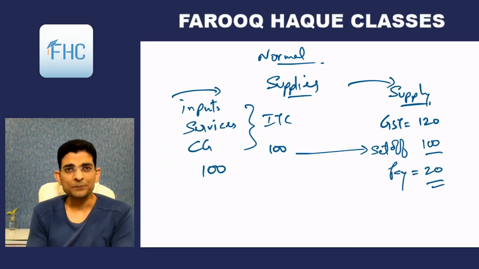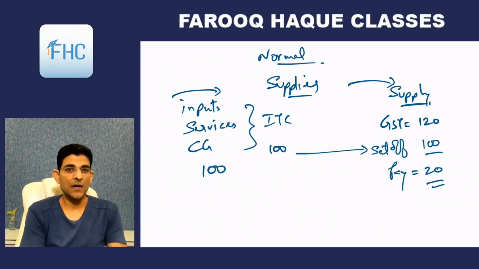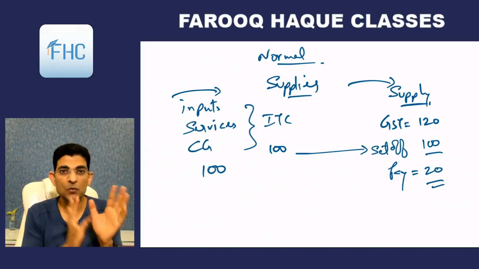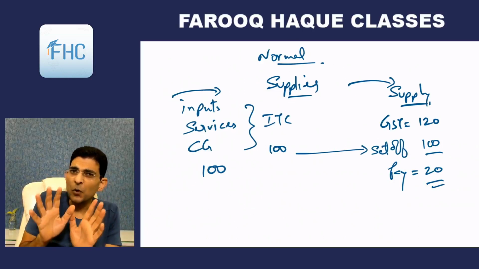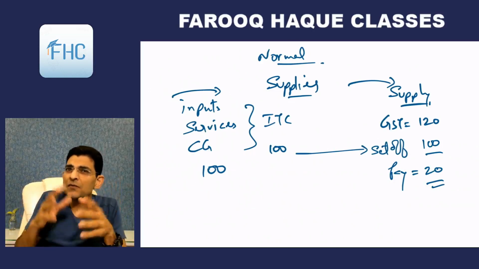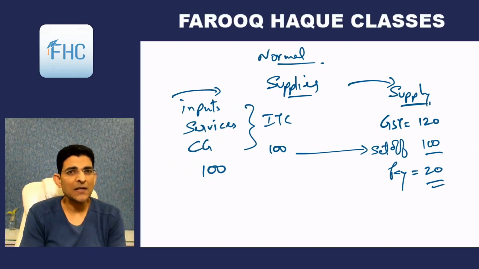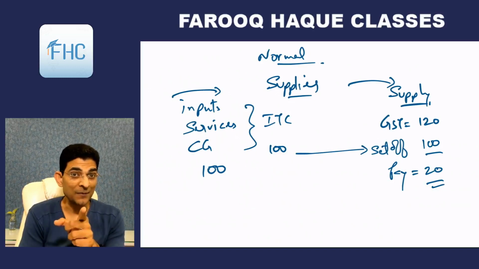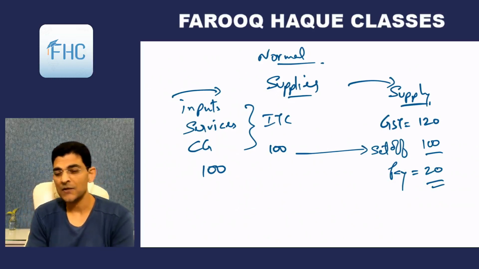Now there is a problem. The problem is that if you are a small dealer, you are of course above the threshold limit, so you are taxable, but you are still a small dealer, meaning your turnover is in the range of 50-60 lakhs, 70 lakhs, 80 lakhs. If your turnover is 80 lakhs per annum and the profit margin is 10%, you are earning a profit of 8 lakhs.